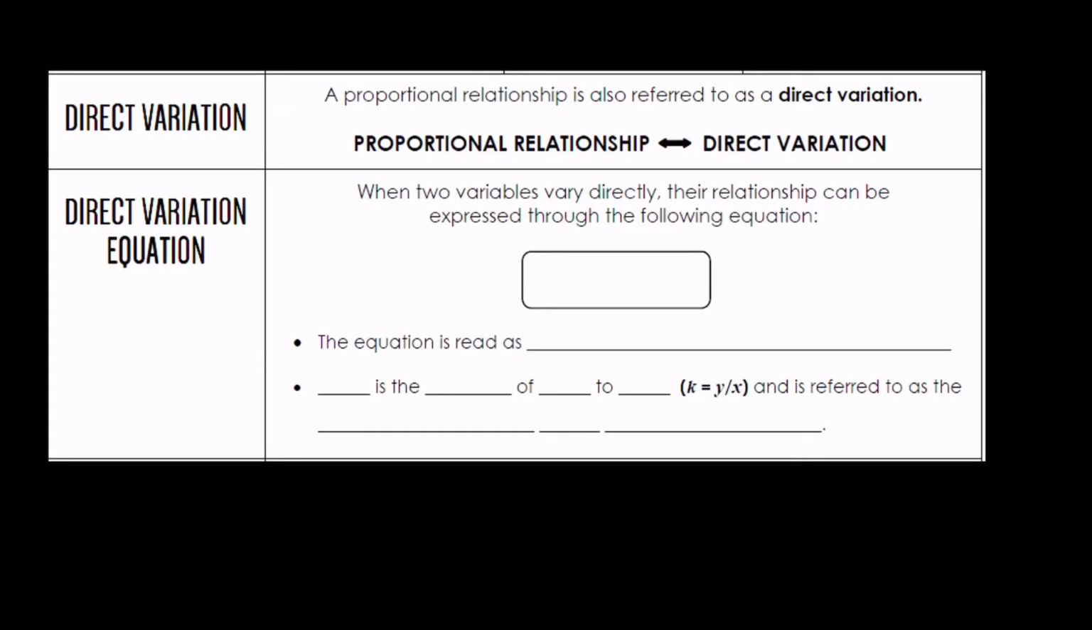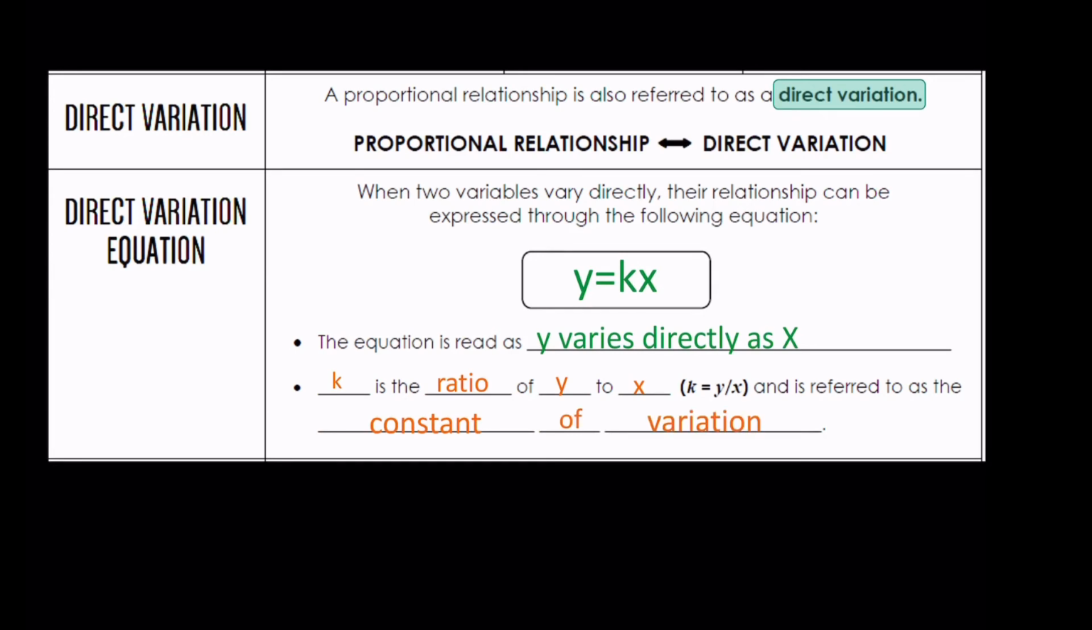So what we can say now is that proportional relationships are also known as direct variation. They are interchangeable. Those words you'll hear go back and forth. When two variables vary directly, we can write that as y equals kx. The equation is read y varies directly as x. What this means is k is the ratio of y to x. It's a ratio, it's a fraction. So k is my y value over my x value. It is the constant of variation. K is my constant of variation, okay?